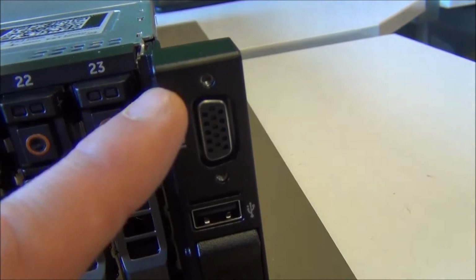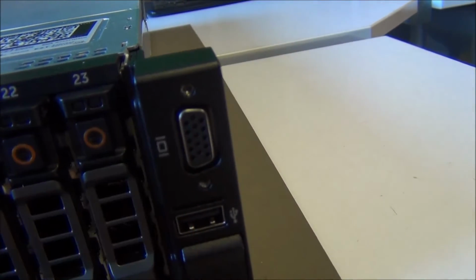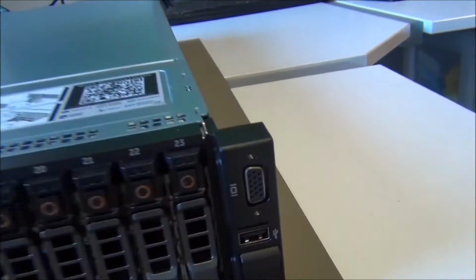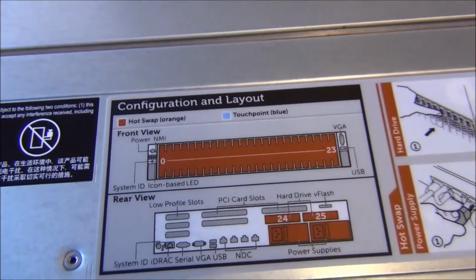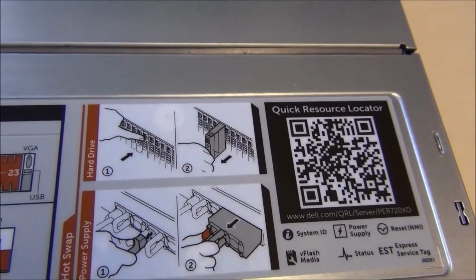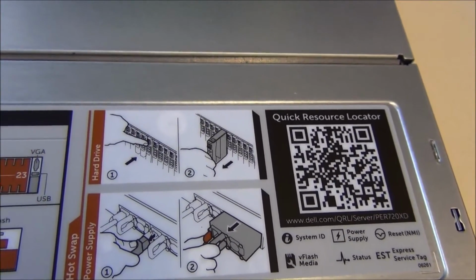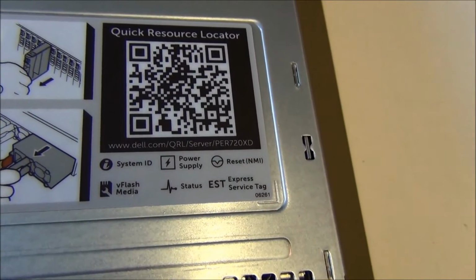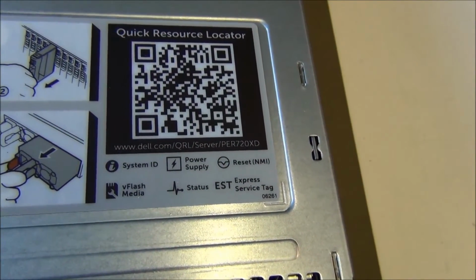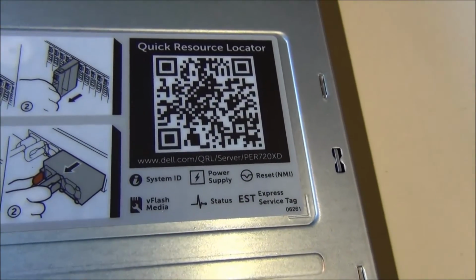We've got a USB 2 slot and a VGA port there for connecting a monitor. And that's the front. As you can see on the top, some basic data. It talks about the device's compliance, the configuration and layout, and of course how to do the hot plugs, and also a little reference to the system identifier lights that you can see on the front, relevant to what's going on with your system.